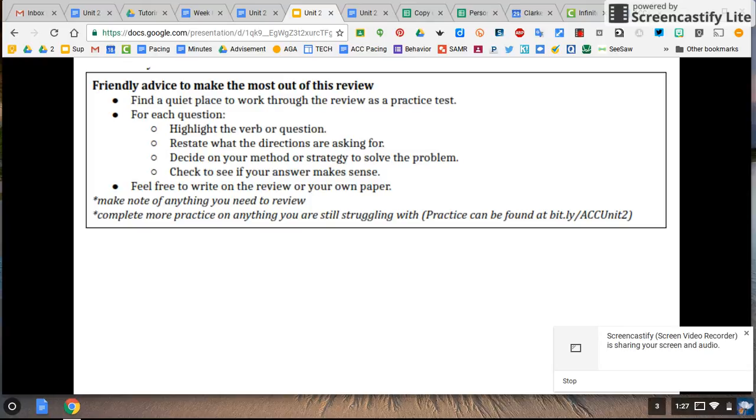You might want to highlight the verb or the question so you know what you're looking for. Restate what the directions are asking for in your own words so that you know when you're done. Decide on your method or strategy to solve the problem, and then check to make sure if your answer makes sense. We often forget to do this, but it's a good idea to remember to do that. You can write on the review or your own paper.